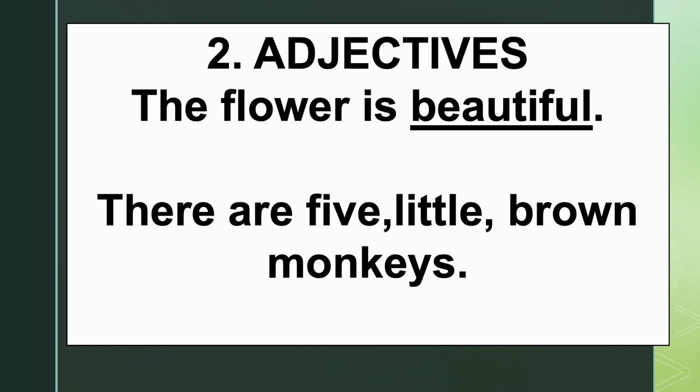We also have what we call the order of adjectives. First, of course, we have the number, the quality, and the color. So here is the example. There are 5 little brown monkeys. 5, little, and brown are adjectives, but they should be arranged properly. First, number. Second, put the quality, and the third one should be the color. The 5 little brown describes the monkeys. Alright, so those are adjectives.